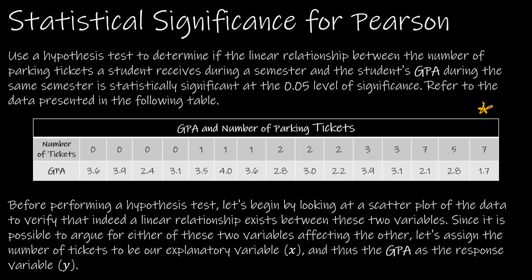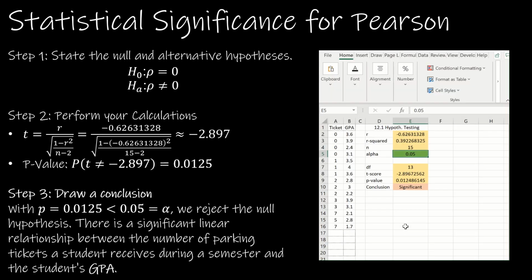So we're just going to randomly assign them. Let's let the number of tickets be X, the explanatory variable, and the GPA be Y, the response variable. When there's no relationship that is clear, it's okay to choose one. Let's take a look at how we can now set up Excel to do our work for us.